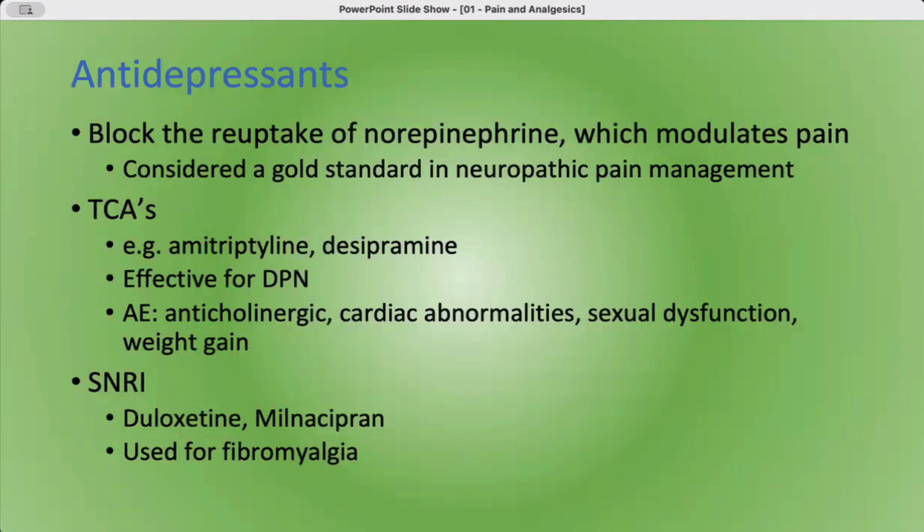The antidepressants work through the serotonin or epinephrine. Remember, they also contribute to that spinal transmission of pain. So basically, by inhibiting the reuptake, you increase the availability of serotonin or epinephrine. You see that with the TCAs. Usually low doses are sufficient: amitriptyline, desipramine, and your SNRIs such as duloxetine and milnacipran, which is used for fibromyalgia. Duloxetine is a great drug as well for diabetic neuropathy.